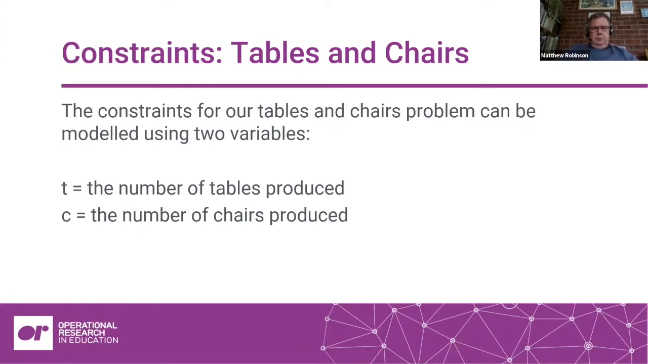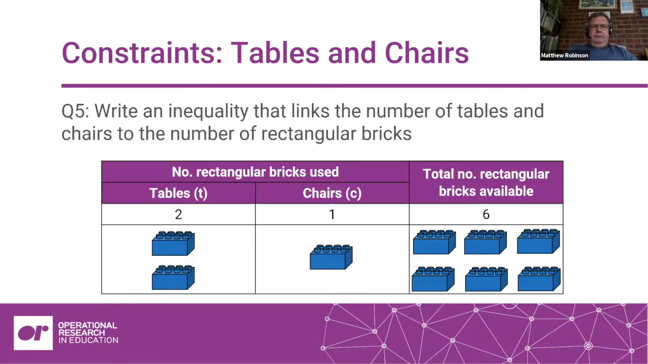So what I'm going to say now is let the letter T represent the number of tables produced and C be the number of chairs produced. So rather than working through each of those 4 options as we did, I'm now going to form a general equation to show me what those constraints are. So the letter T is the number of tables produced and the letter C is the number of chairs being produced. So let's think about that.